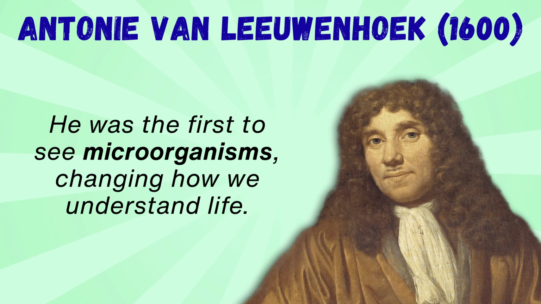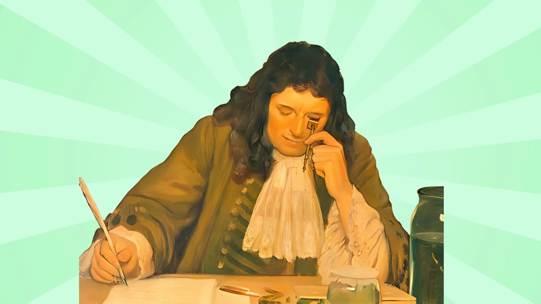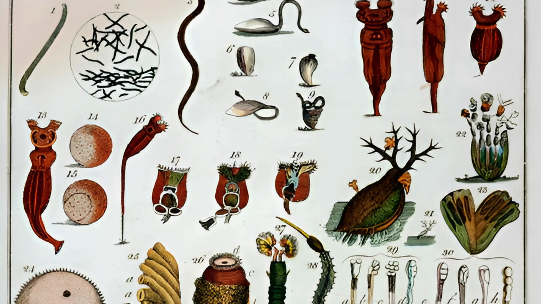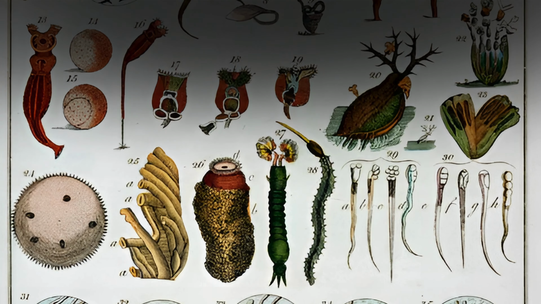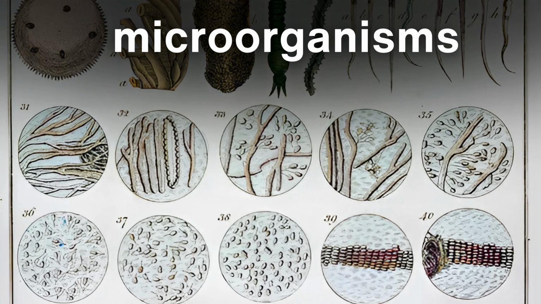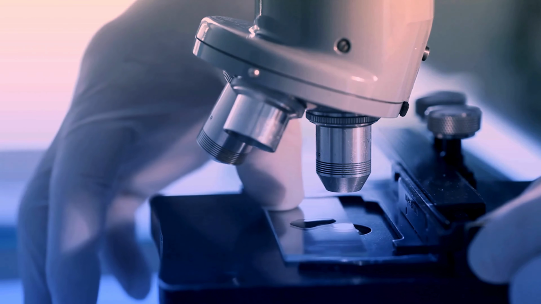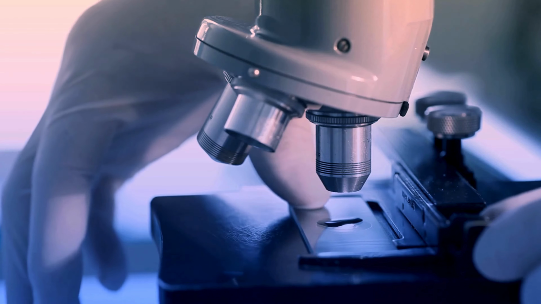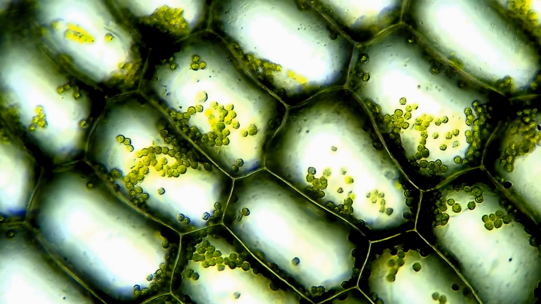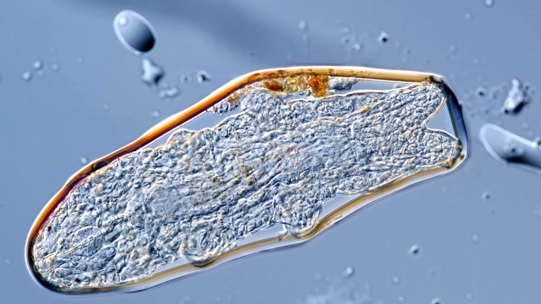Then came Antonie van Leeuwenhoek in the 1600s. With his handcrafted microscopes, he saw what no one had ever seen before: tiny animalcules, what we now call microorganisms. Today's compound microscopes are far more advanced, but they all follow the same principle. Lenses bend light to magnify small objects.